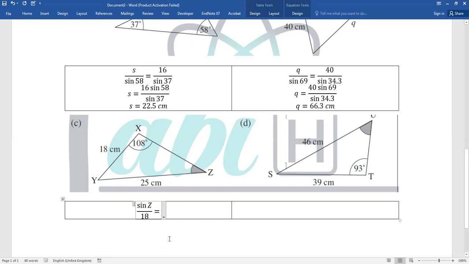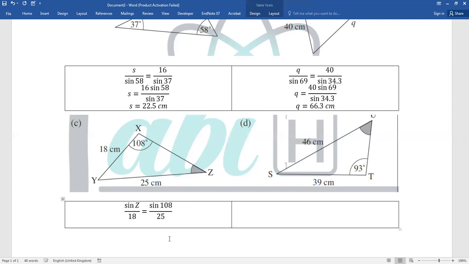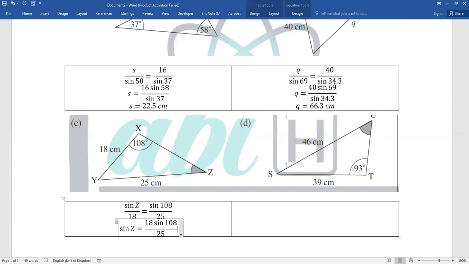Sine 108 and 25. Very good. So I'll write sine 108 in the numerator. Why? Because I'm writing angles in the numerator upon 25. No need to use the calculator at this moment. You can write sine z is equals to 18 sine 108 upon 25. If you want, you can convert this entire value into 4 or 5 decimal places.